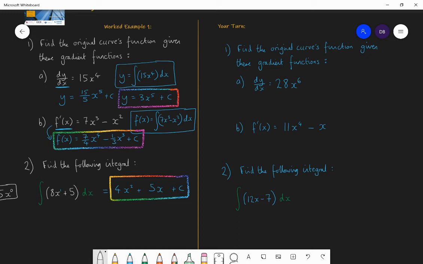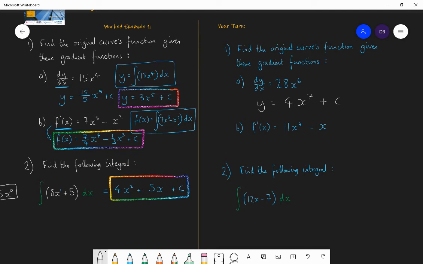So the answer to these, first one, if dy by dx is 28x to the power of 6, then you integrate that, you get y equals, the x to the power of 6 becomes x to the power of 7. We divide by that 7, so the 28 divided by 7 is 4. So it becomes y equals 4x to the power of 7. And we also have the constant of integration plus c.